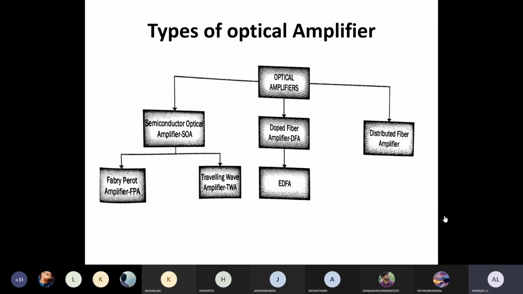Semiconductor amplifier, just as the name indicates, it is made up of semiconductors. The amplifiers have been designed with the base component as a semiconductor. The doped fiber amplifier is very simple. Doping will be done in what? Once again, we can say the doping of semiconductor only. Just make a note of this one.